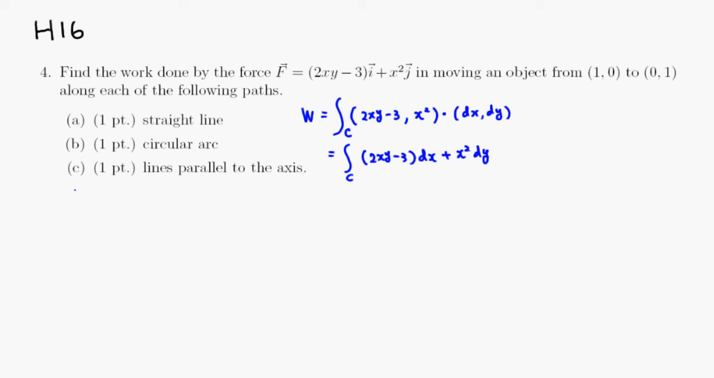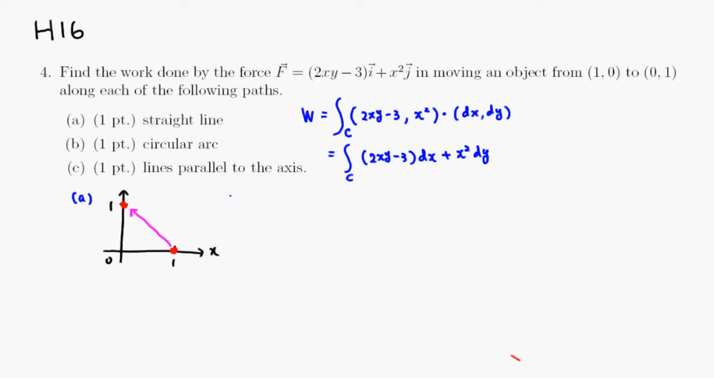Alright, so let's look at part A. What will be the path? We're going to do a parameterization. It's a straight line. Here's the y-axis and here's the x-axis. You're going from (1, 0), right here, to (0, 1), up here. So going from here to there along a straight line.